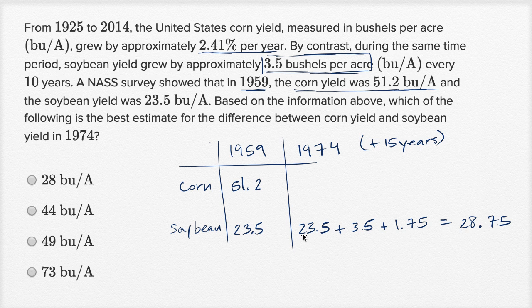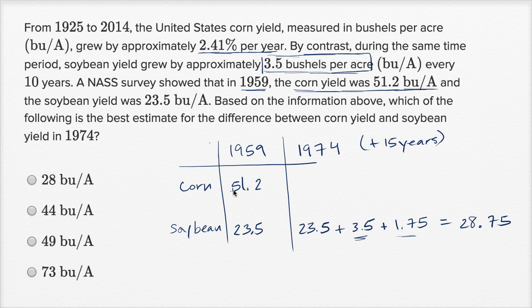Did I do that right? 23.5 plus 3.5 is going to be 27, 28.75. Yep. So if we grow 3.5 bushels per acre in 10 years, we're going to grow 1.75 bushels per acre in the next 5 years. That's the 15 years, this is 10 years plus 5 years. So we get to 28.75.